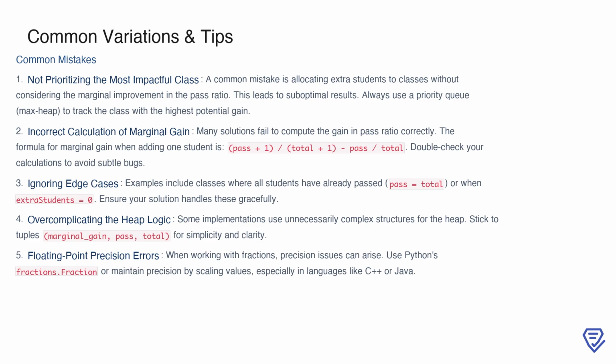Simplifying heap logic is another tip. There's no need for overly complex heap structures. Using tuples like (marginal_gain, pass, total) keeps your implementation clear and efficient. Lastly, be mindful of floating point precision errors, especially in languages like C++ or Java, where inaccuracies can creep in. Using Python's fractions.Fraction or scaling values appropriately is a good way to maintain precision.